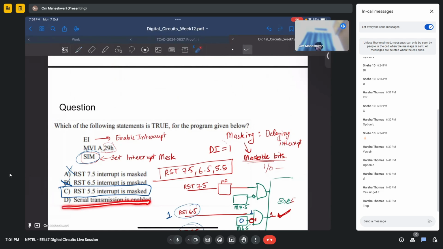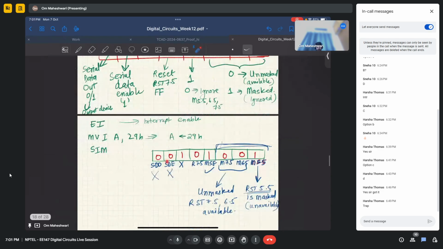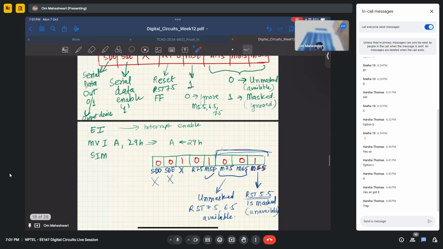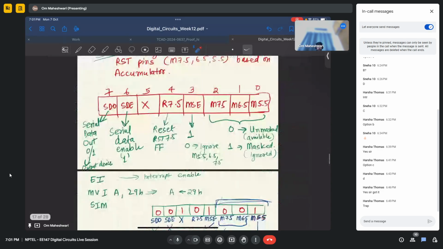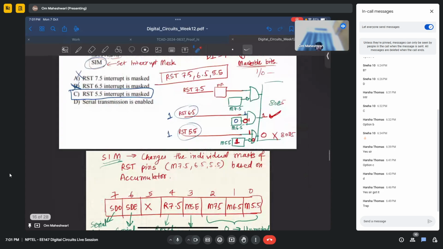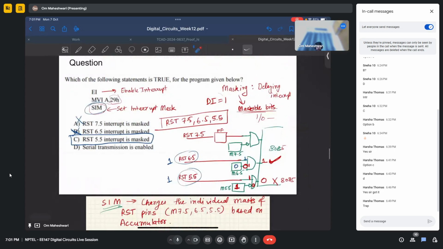Serial data transmission is enabled. No, it is not. We have SDE equals to 0. So this is not enabled. So your answer is option C.